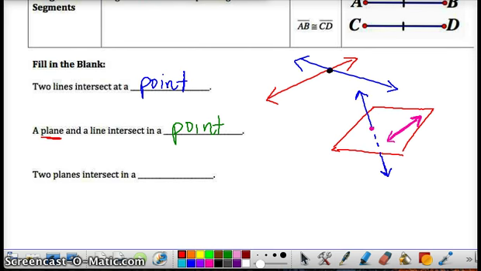And the last one is how do two planes intersect. So think about a ceiling intersecting a wall, or two walls intersecting each other, or the floor intersecting a wall. So what do they intersect in? Well, they intersect when you look in a classroom, like a corner or a whole entire side or edge of where the wall meets the ceiling, or where the wall meets the wall.